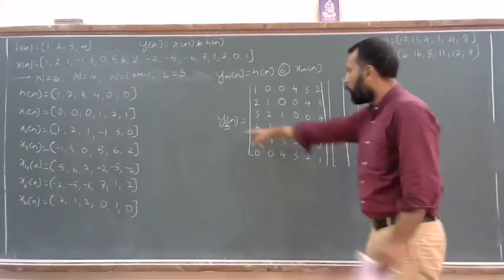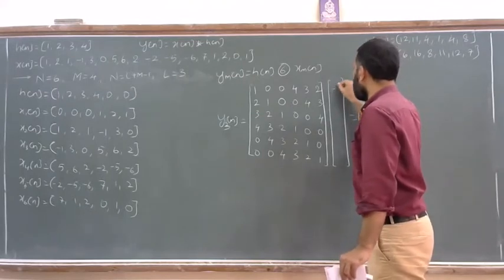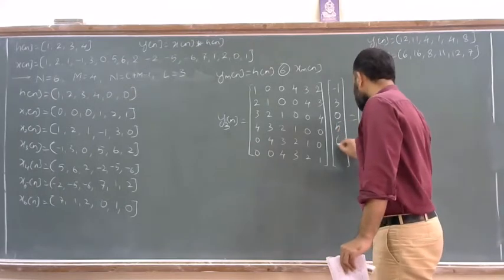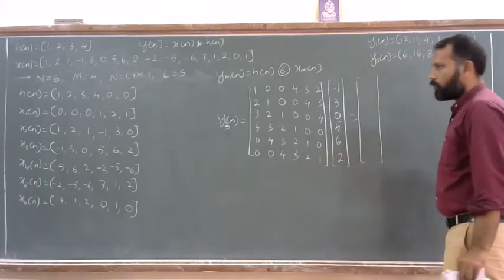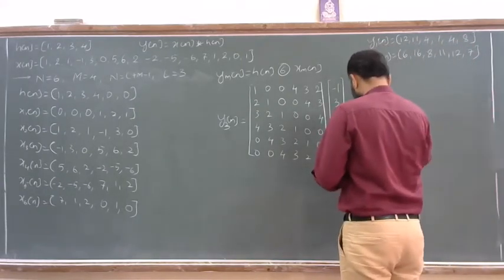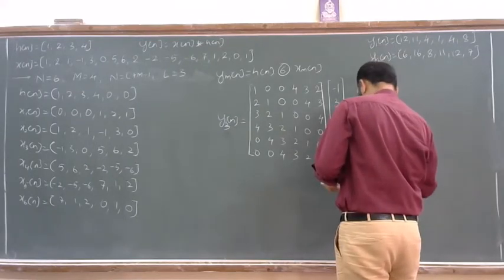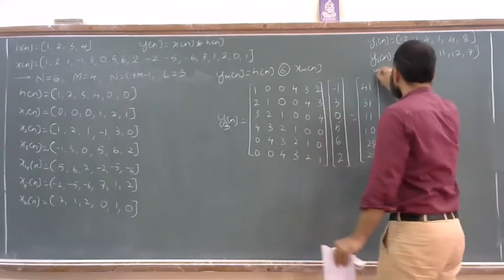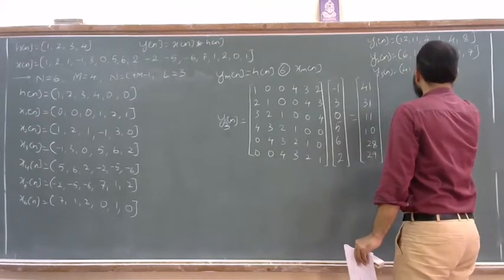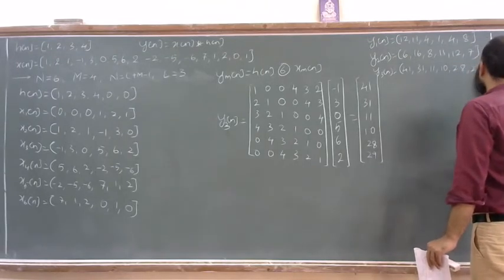To obtain y3 of n, perform circular convolution between the impulse response and the third segment, which is minus 1, 3, 0, 5, 6 and 2. If you multiply these two, we'll get 41, 31, 11, 10, 28 and 29. So y3 of n will be 41, 31, 11, 10, 28, 29.